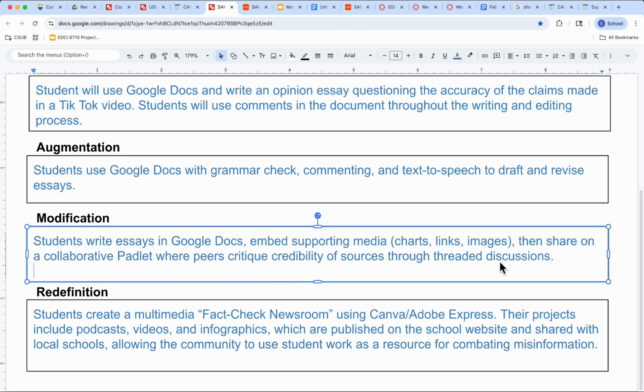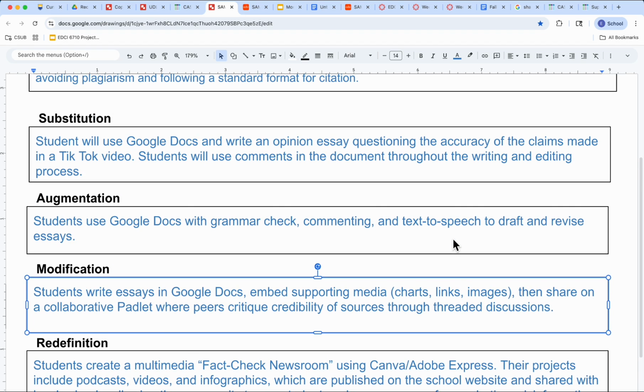Now, modification. Students writing essays in Google Docs, they embed supporting media. They could add charts, links, images, and then they share on a collaborative Padlet where peers critique credibility of sources through threaded discussions. So now this is kind of like another level, right? Because they can take their exact essay, drop it into Padlet. The essay is more interactive, charts, links, etc. And then when they post it into Padlet, other students are required to read it, look at it, and then basically evaluate how good their argument is. And now we've definitely moved far along.